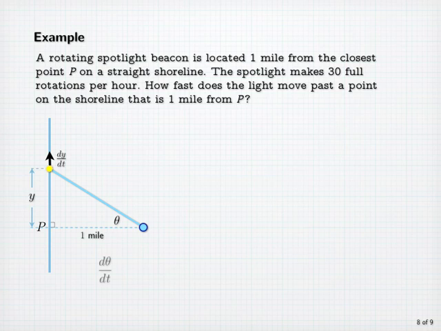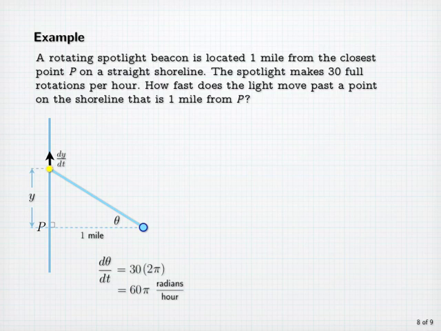Then, we know that the rate of change in theta with respect to t is equal to 30 rotations per hour times 2 pi radians per rotation. Or in other words, 60 pi radians per hour.